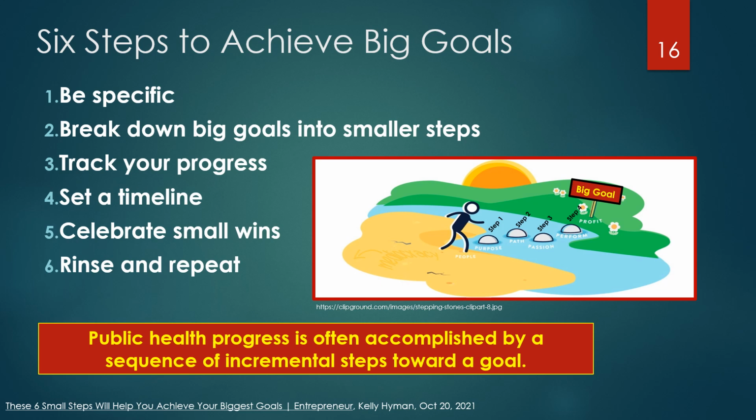Public health progress is often accomplished by a sequence of steps toward a goal. Kelly Hyman suggests 6 simple steps to take to achieve a larger goal. 1. Be specific. 2. Break down big goals into smaller steps. 3. Track your progress. 4. Set a timeline. 5. Celebrate small wins during the process. 6. Rinse and repeat.